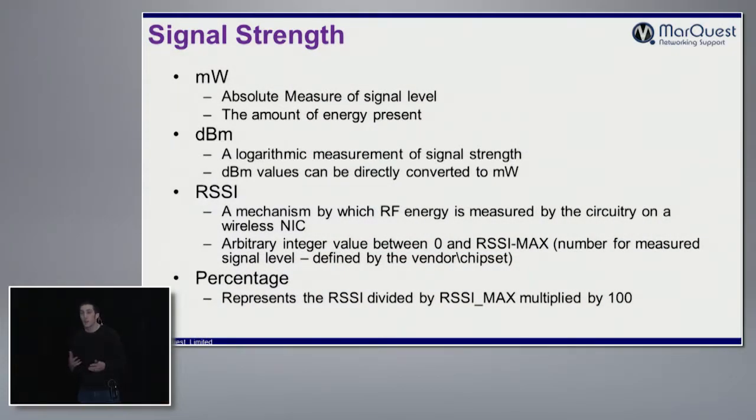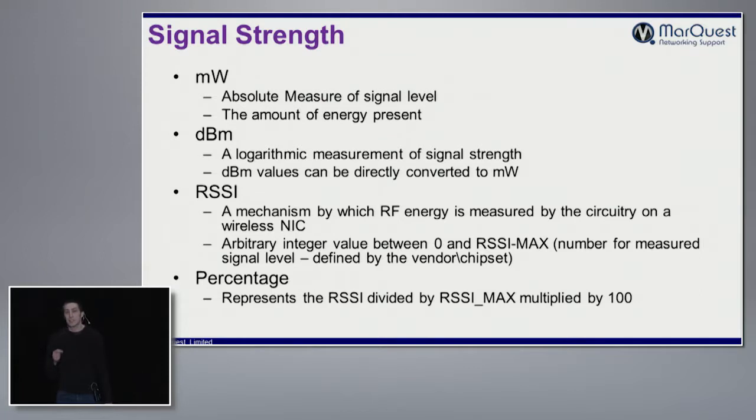In Wi-Fi systems, we typically measure signal strength in one of 4 ways. We have milliwatts, which is an absolute measure of signal. It's the amount of energy that's actually present. We have dBm, which is a logarithmic measurement of signal strength, and we can convert dBm to milliwatts. I'm sure that everybody knows that.